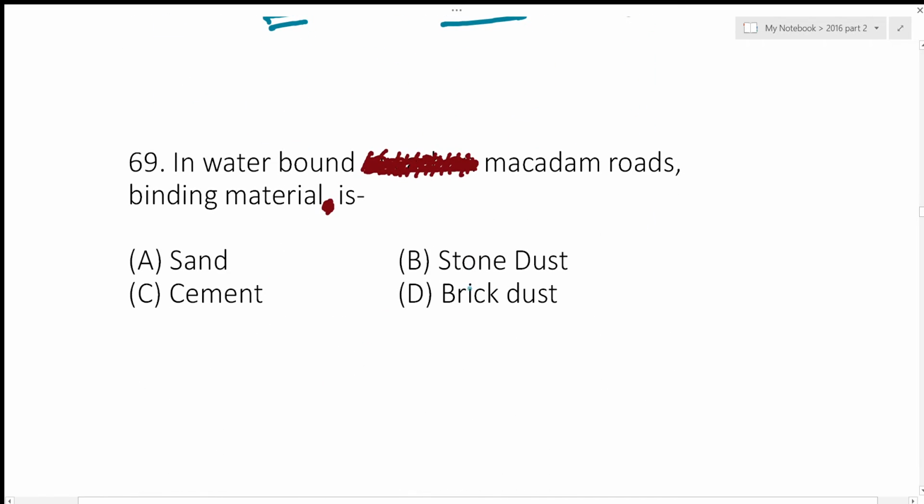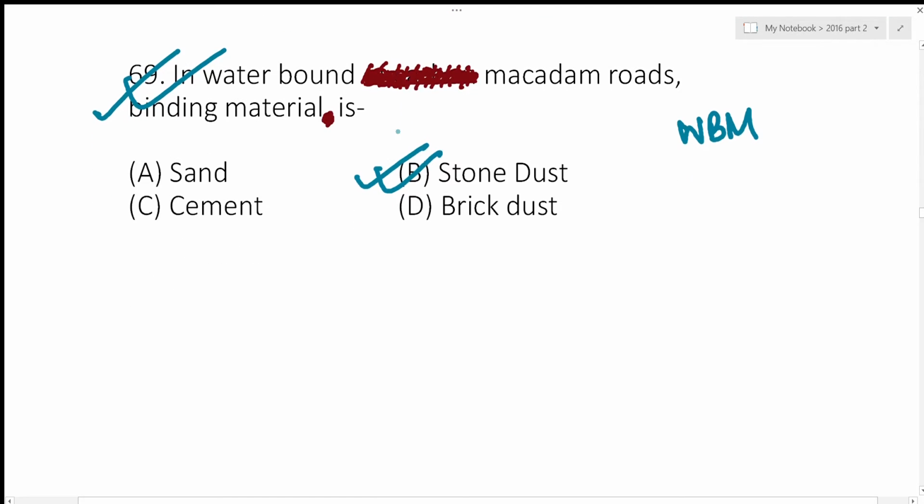Next question is, in waterbound macadam roads, binding material is. So for waterbound macadam roads, the binding material is stone dust.